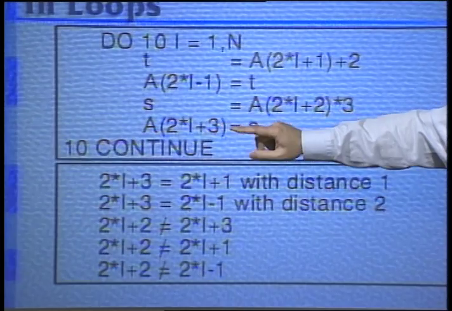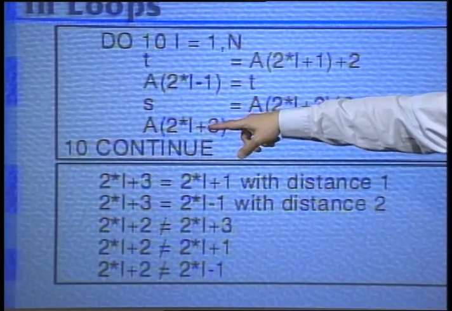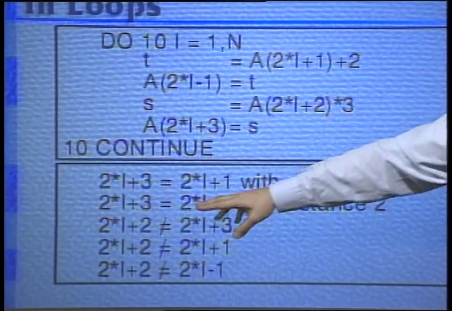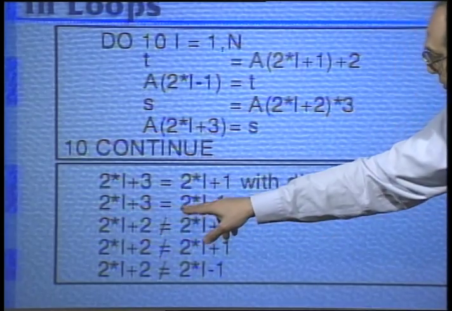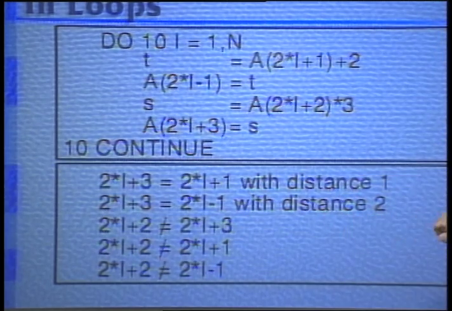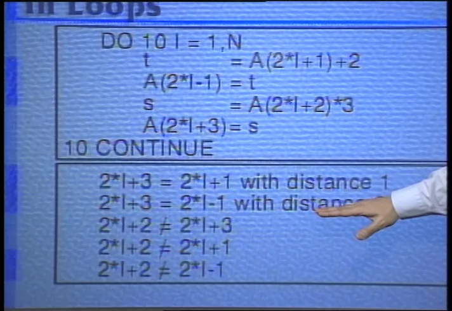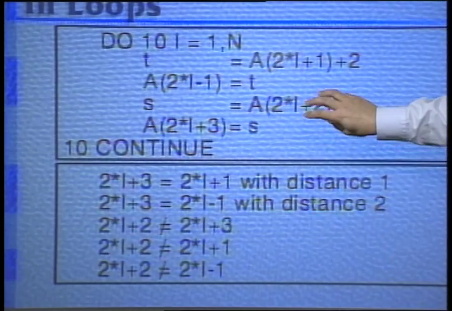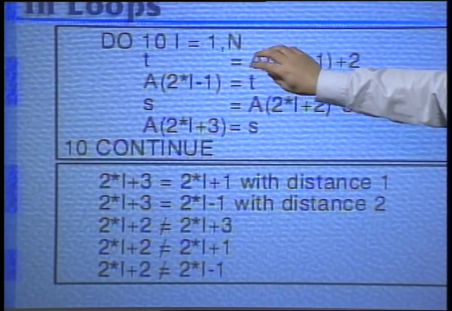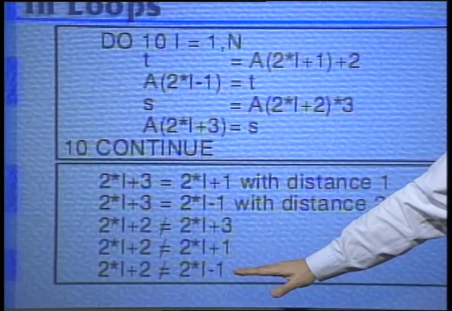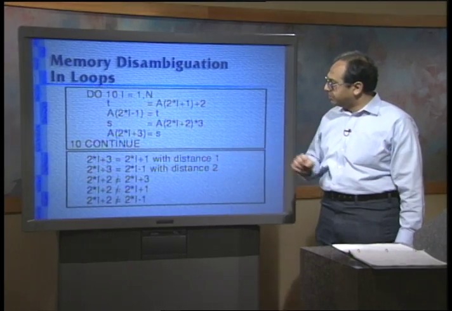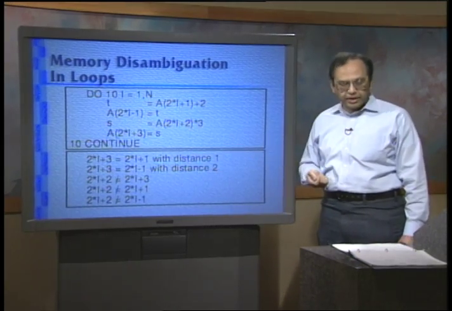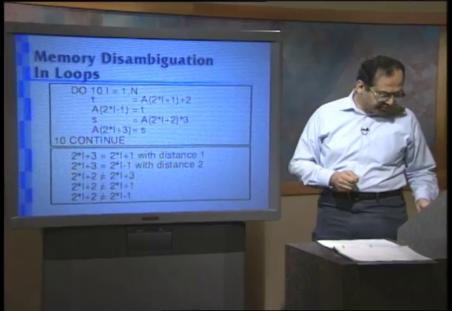Similarly, we can ask the question, is this address ever the same as that? For much the same reasons, because the two coefficients are the same and divide the constant term, the answer is yes always, and with a distance of 2. However, if we ask the question, is this equal to either this, this, or that, the answer is no, never, using those same tests. Now we can use this memory disambiguation information to go ahead and eliminate loads and stores.